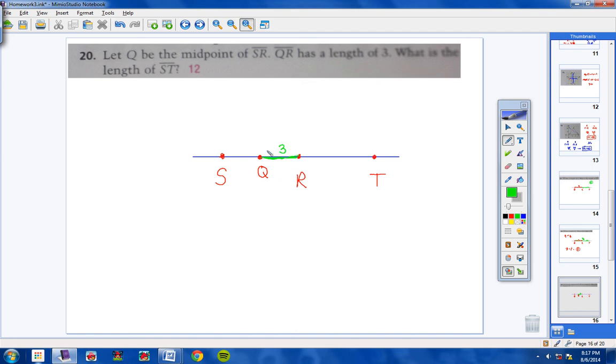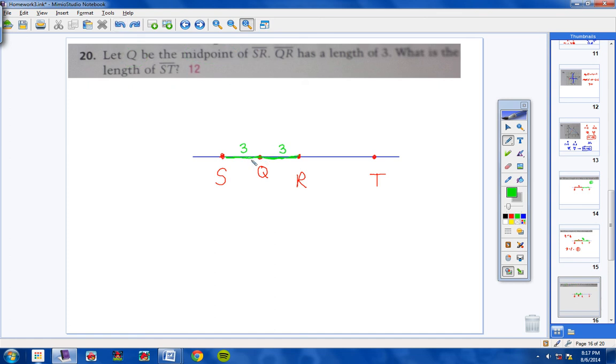Look, if QR is 3 and Q is the midpoint between S and R, then I also know from S to Q is also 3. Does that make sense? It should, because it says right here Q is the midpoint of SR. Okay?